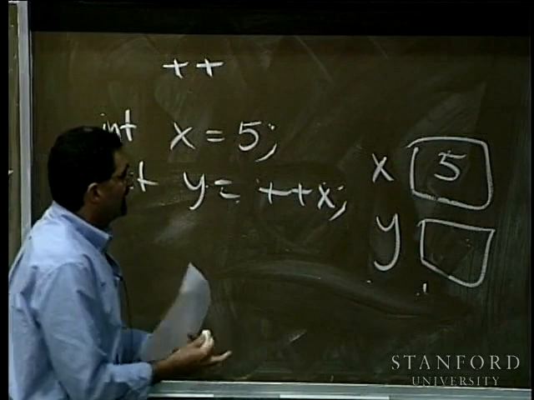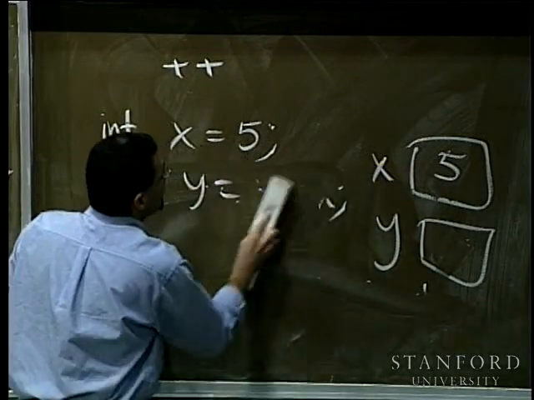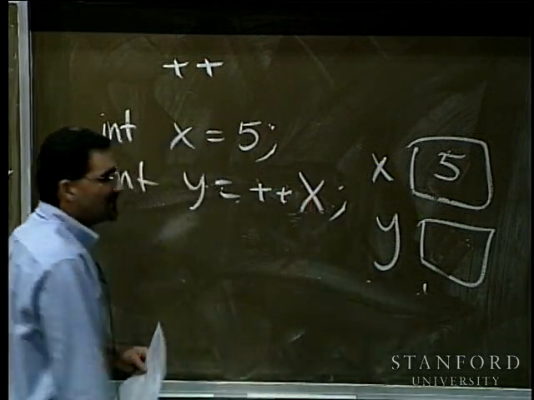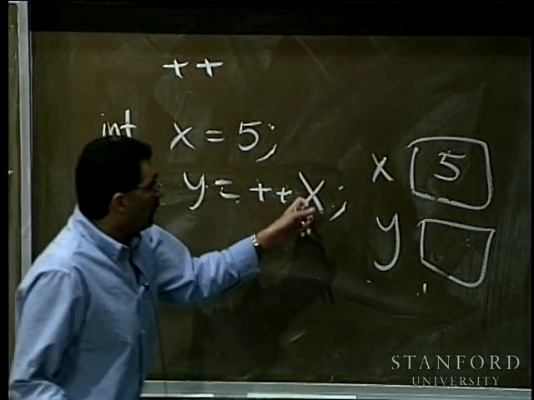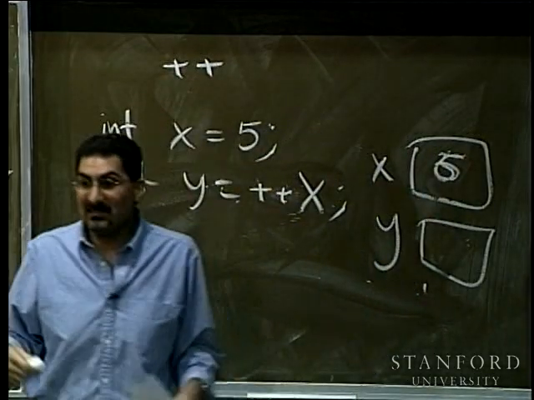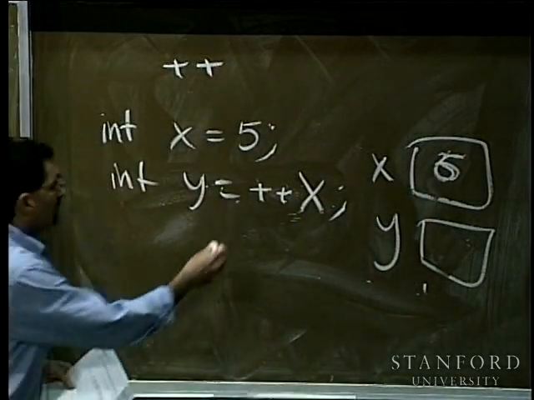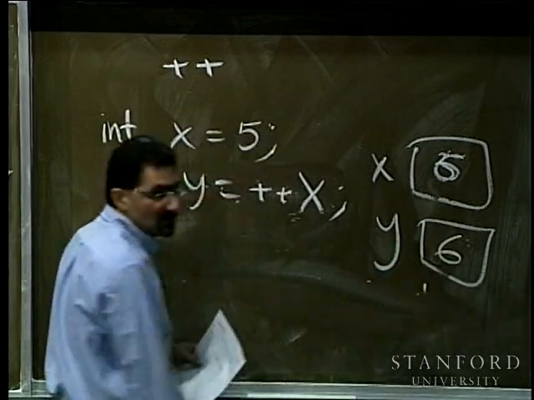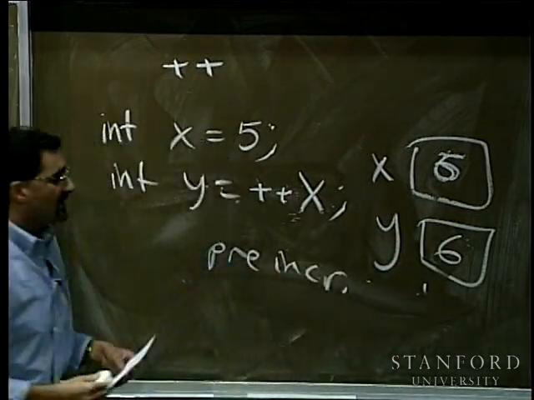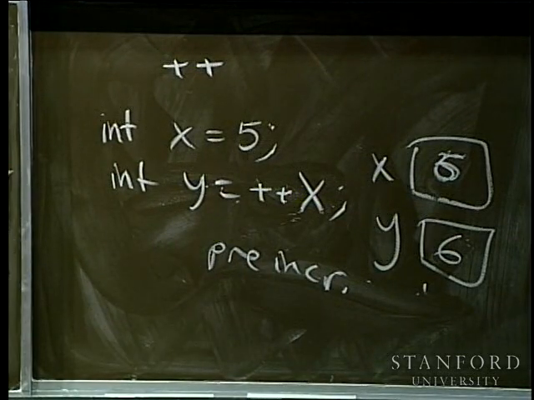Then I say, that looks like just a whole bunch of, let me make that a little bit more clear. I just looked at that and I'm like, I can't even read what that is. ++x. So what it does is it adds 1 to x, and it returns the value after adding 1. So it actually returns a 6, and that's what gets assigned to y. And this is called a pre-increment. And the reason why it's called pre-increment is I do the incrementing first. I add the 1, then I return the new value.